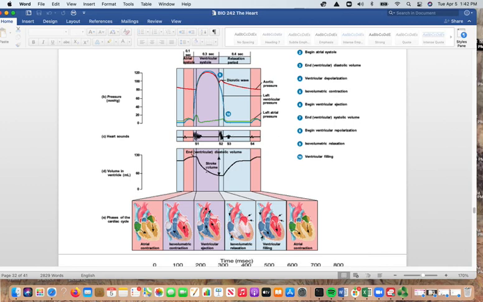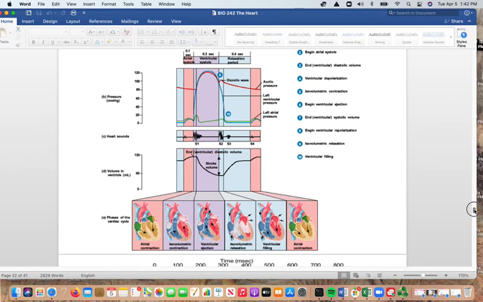This is going to look at the volume in the ventricle. So when the atria are contracting, it's going to increase the ventricular volume. When the ventricles are contracting, it's pushing the blood out. Here you can see this is the stroke volume, the amount of blood that's pushed out. And then it starts to fill up again.